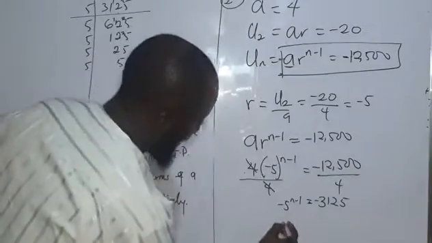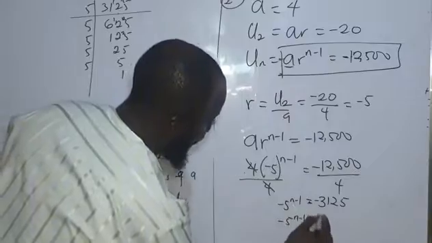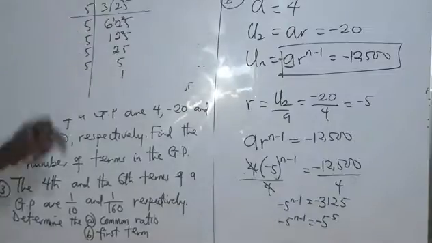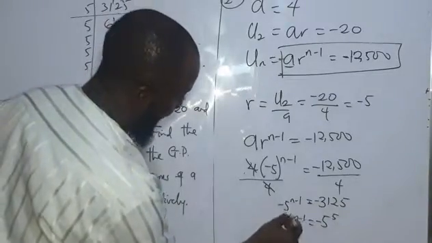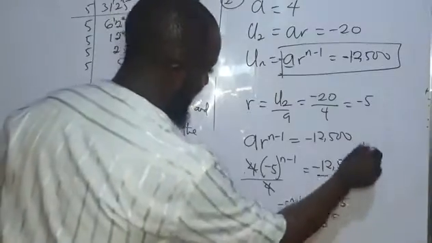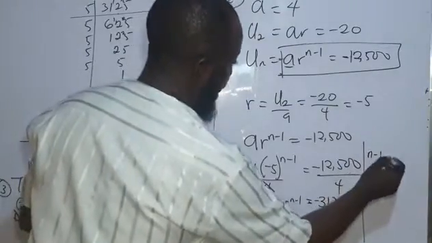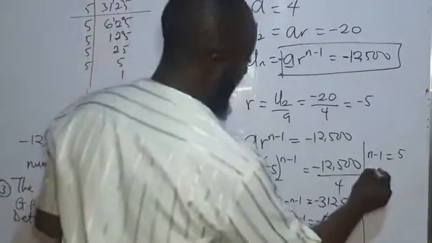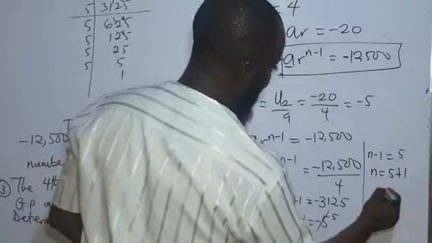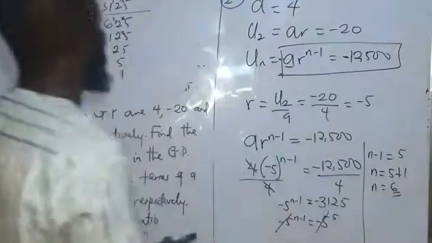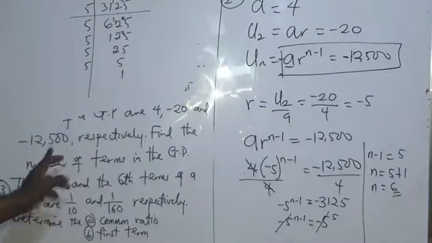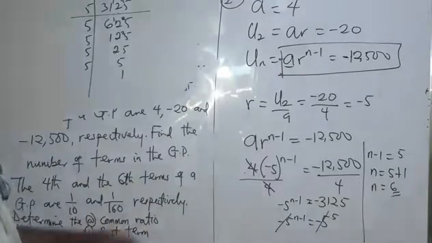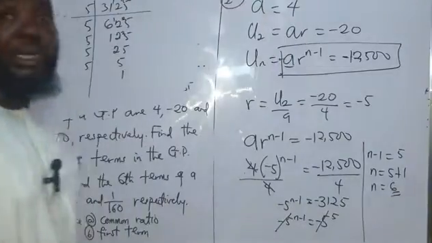5. So we can have this one as minus 5 raised to n minus 1 equals minus 5 raised to 5. Plus 1, 2, 3, 4, 5. So that means minus 5 will cancel minus 5. That is indices, hope you know this. So that is n minus 1 equals 5. Hope I'm making sense. So we collect like terms, n equals 5 plus 1. Therefore, n equals 6. So the number of terms in this GP is 6. Is that clear? Find the number of terms in the GP, which is 6. I hope this is very clear.